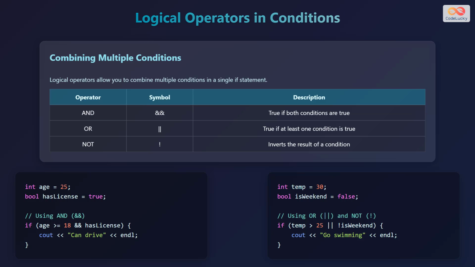Here's an example using the OR and NOT operators. We declare an integer variable temp and set it to 30, and a Boolean variable isWeekend and set it to false. The if statement checks if temp is greater than 25 or isWeekend is not true. If either condition is true, the program prints "go swimming".